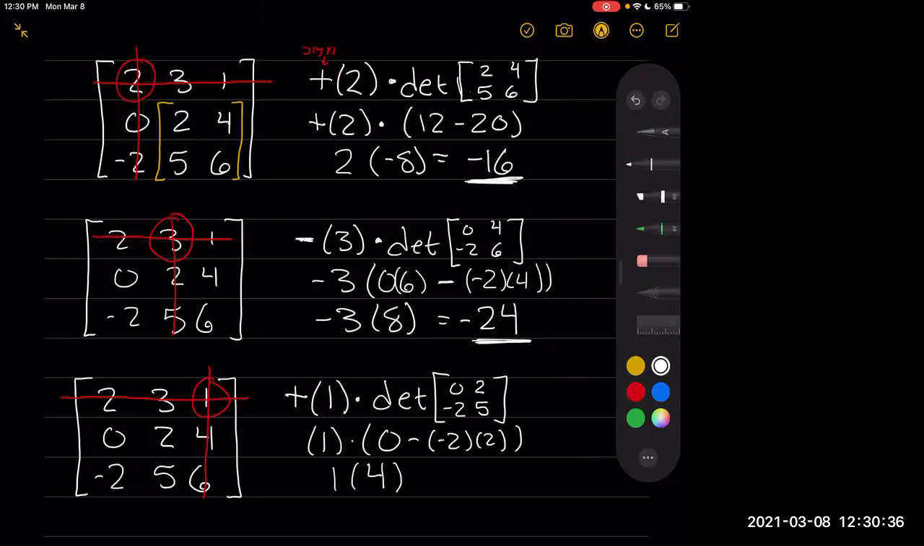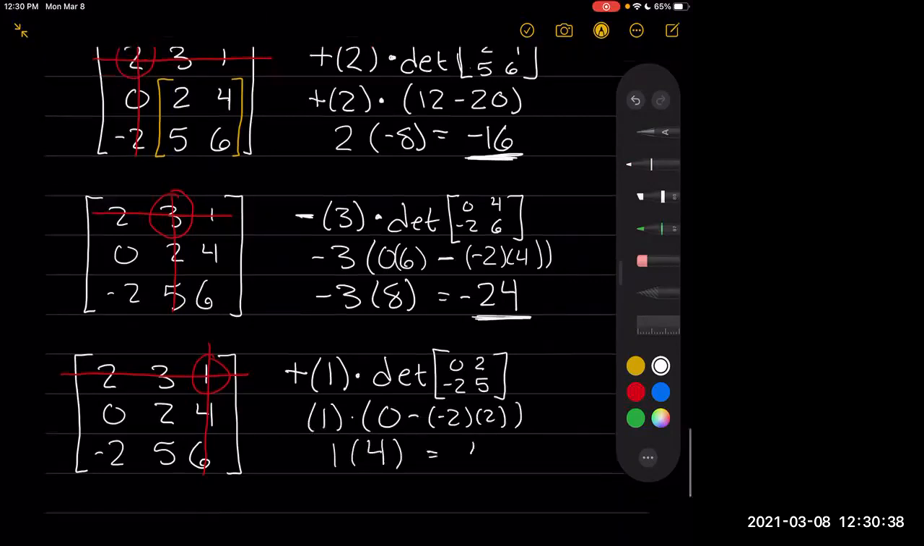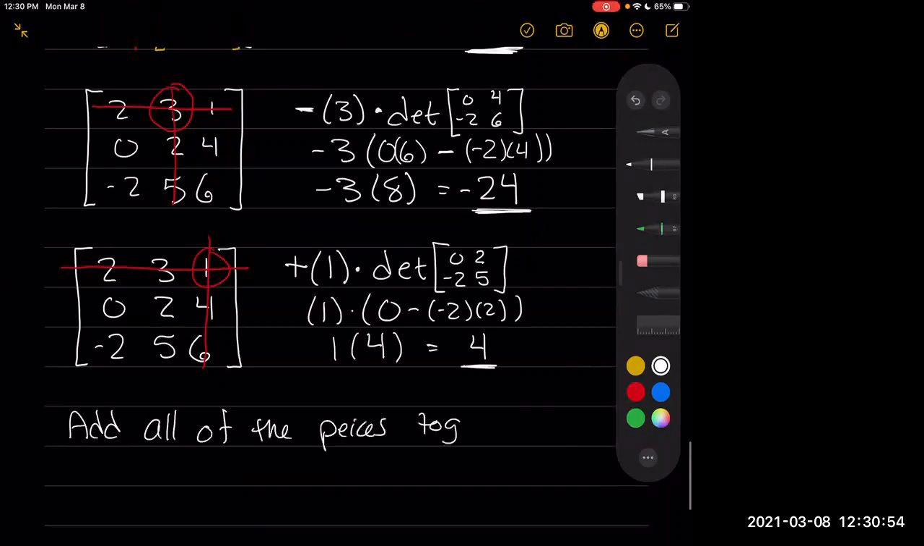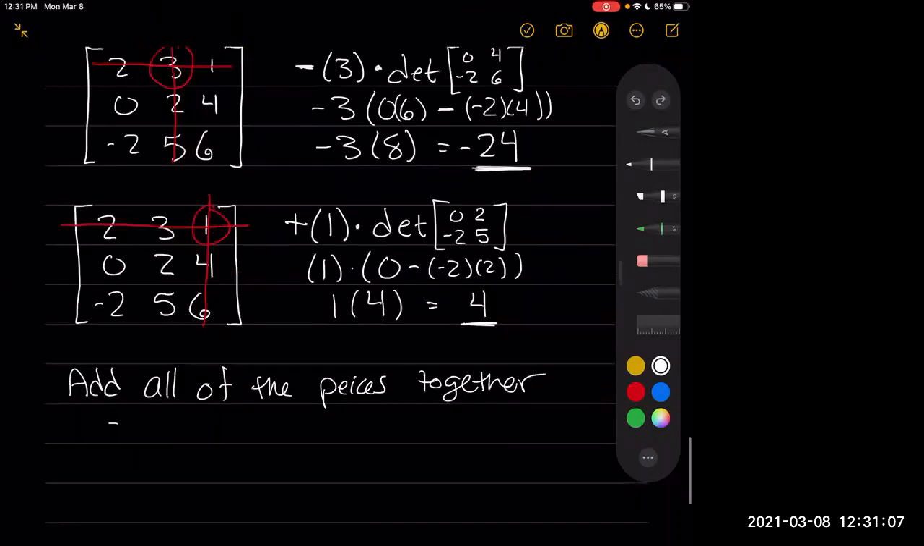Yes, a +4. So this is just going to equal 4. Okay, so now that we've found all of our sub pieces, we're going to add them together. So we're going to add all of the pieces together. So that's going to be a -24. Oh, oops, I should start with the first number we got actually, which is a -16 plus a -24 plus a 4.